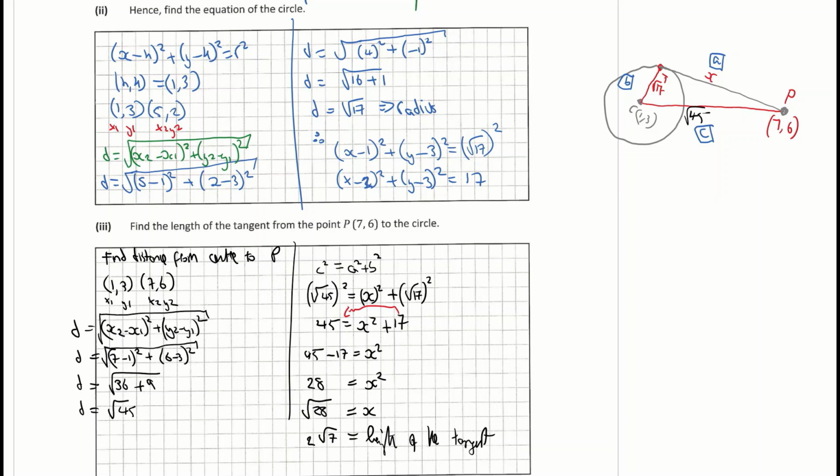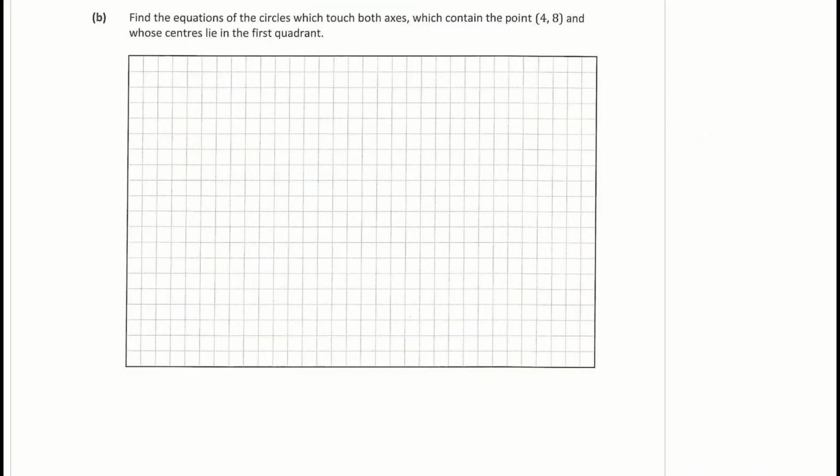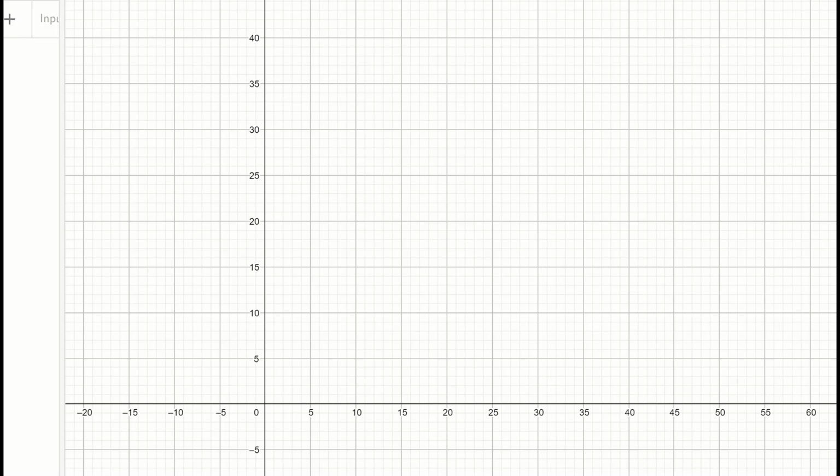Okay, that is part 3, and now we're going to do the final part B. Find the equations of the two circles which touch both axes, which contain the point 4, 8, and whose centers lie in the first quadrant. So the first quadrant is the positive quadrant, top right hand corner of our graph. And I'm just going to show the graph. I'm actually going to show you the circles before we actually get into the question, just so you can visualize what it's asking us to do.